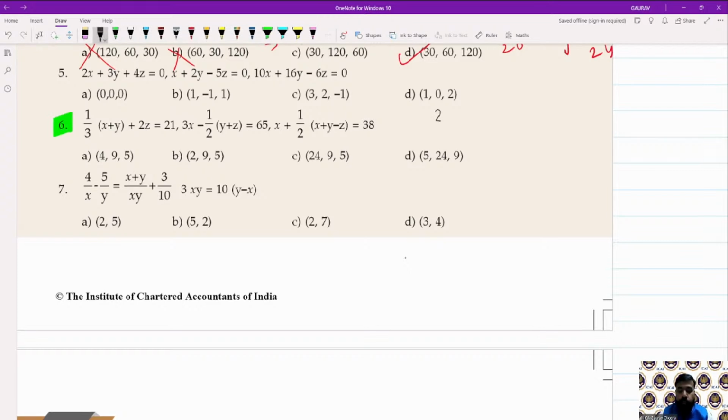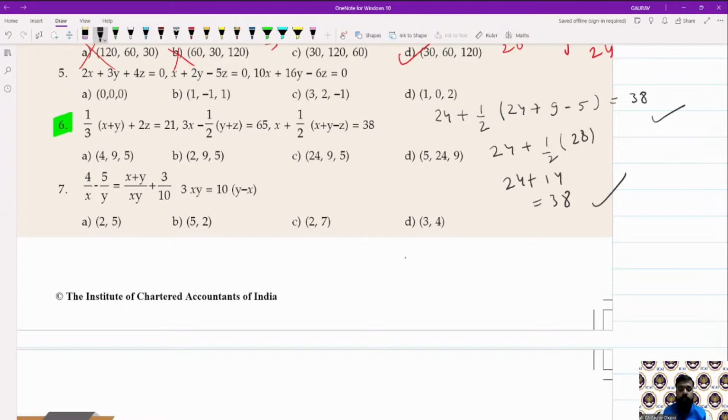So x is 24, plus 1 by 2 of x, 24 plus y is 9, minus 5, is equal to 38. Now we have to check whether we are getting 38 or not. So 24 plus half of 24 plus 9 minus 5, which is 24. No, it is 28. So half of 28 is 14. So 24 plus 14 gives 38. So option number C is the correct answer. Yes, everybody has given C as the correct answer.